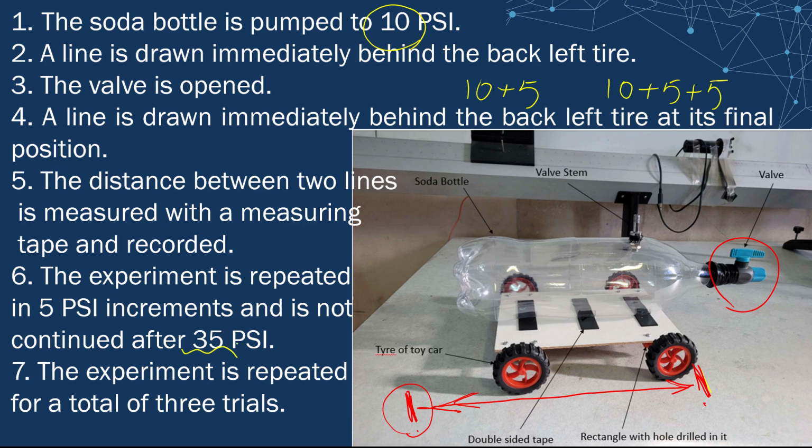The experiment is repeated for a total of 3 trials. So 3 trials, for more precision. Actually, he will reduce the random errors. He will do the experiment 3 times and then take an average.